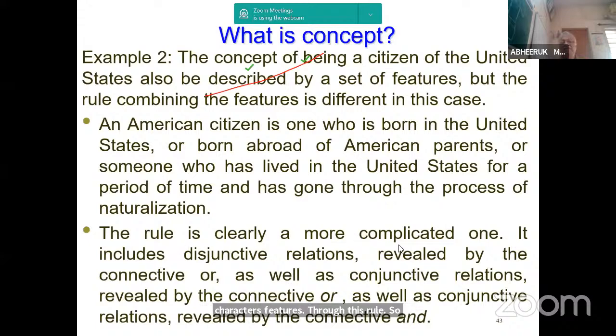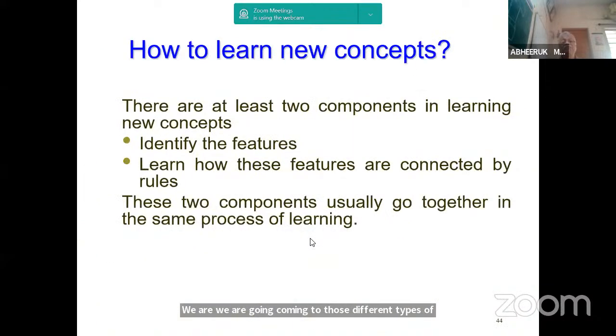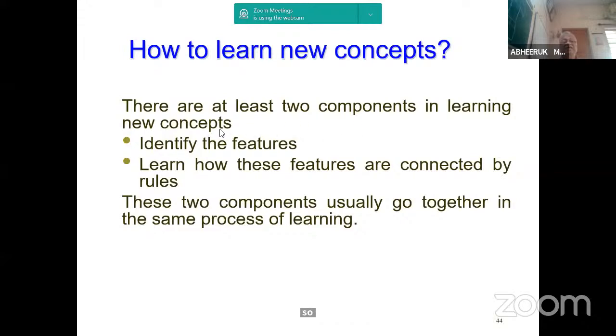So this rule is clearly a complicated one and includes disjunctive rules. Disjunctive means 'and', 'or', this type of statements are there. 'Or then in the United States' or like that. 'Or' and 'and' both are there. And 'or' is a disjunctive rule. We are coming to those different types of connectives. Okay, so there are two components in learning new concepts: identify the features and learn how these features are connected by the rules.